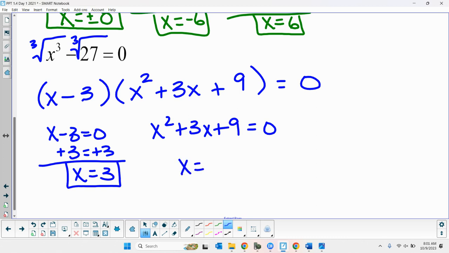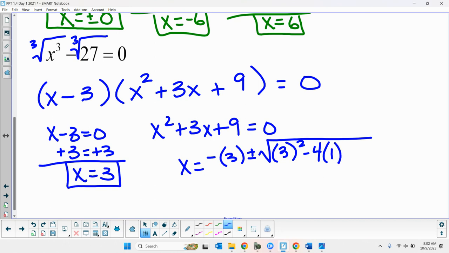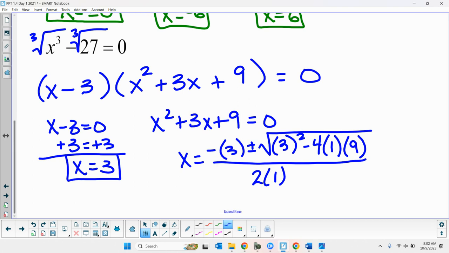Let's go: x equals negative b plus or minus square root b squared minus 4 times a times c all over 2 times a. I would use the quadratic formula when you have one of these. So if you have a sum or difference of cubes, all right, factor it out like you know how to do. The binomial part's really easy, set it equal to 0. The trinomial part is a quadratic, set it equal to 0 and use your quadratic formula to get your other 2 answers.